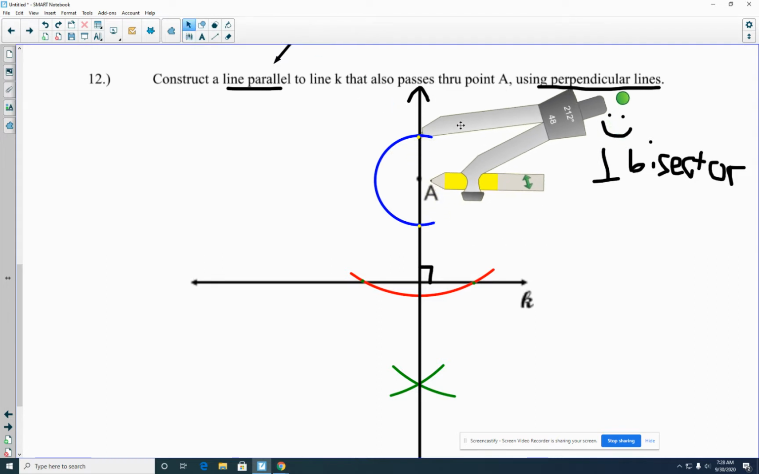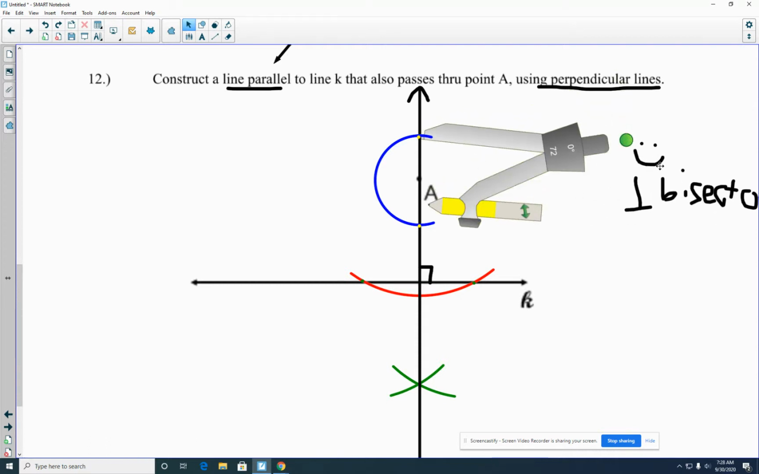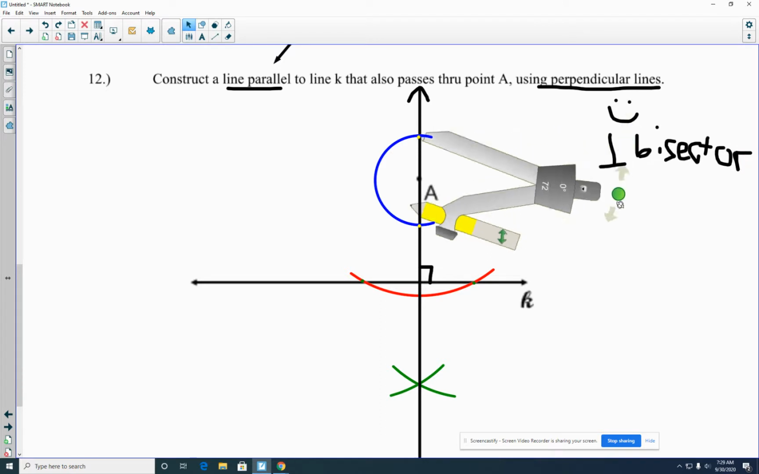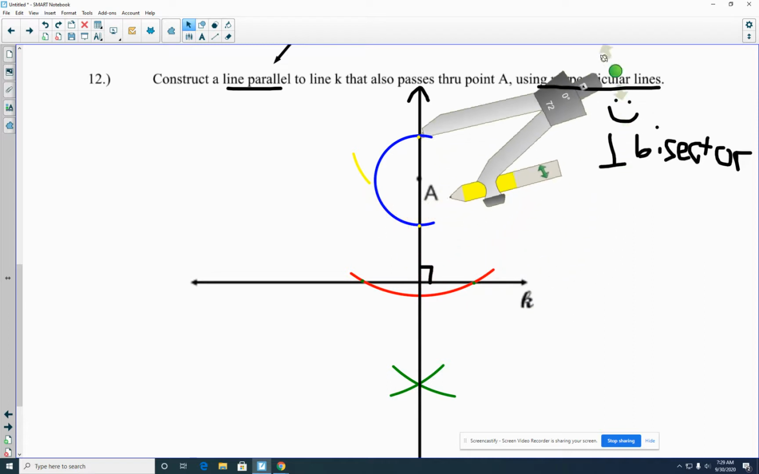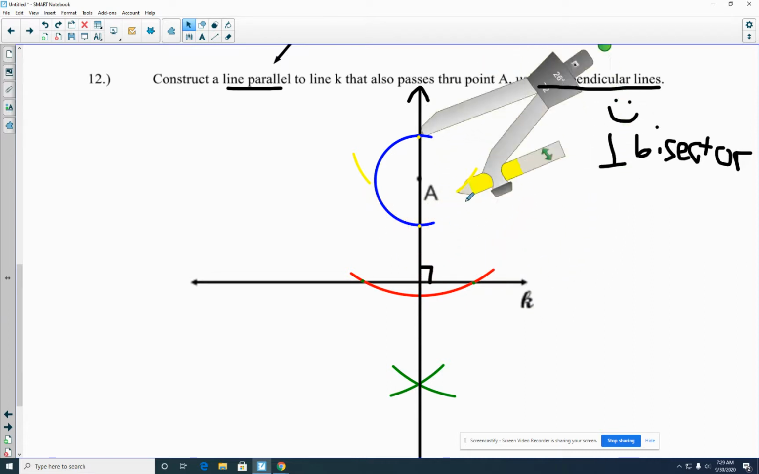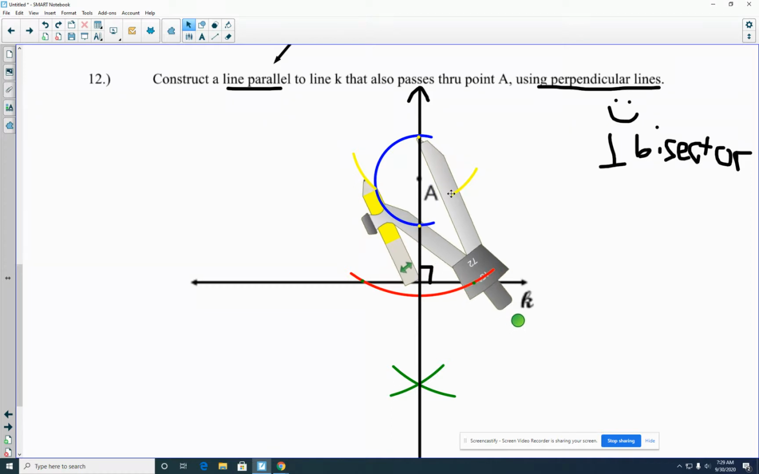And this has to be the full perpendicular bisector. So I have to go more than halfway, and I need arcs above and below the line since the point is on the line. So an arc above, to the left, and to the right. Okay. Oops. And I'm going to go to the other point of intersection.